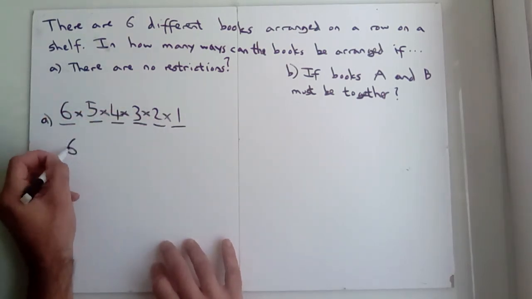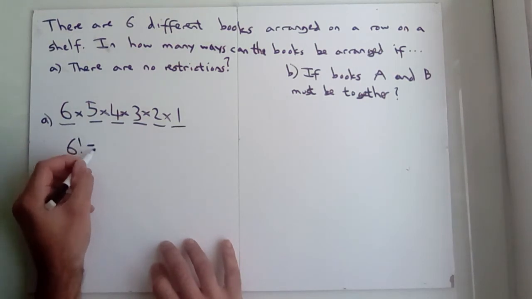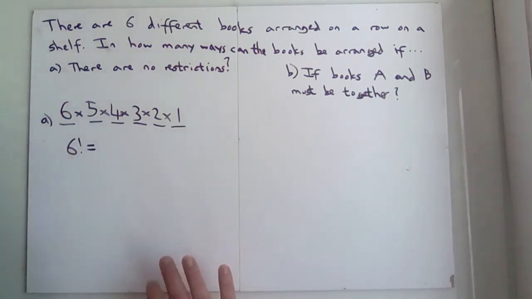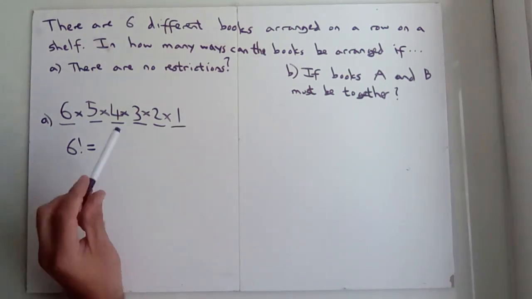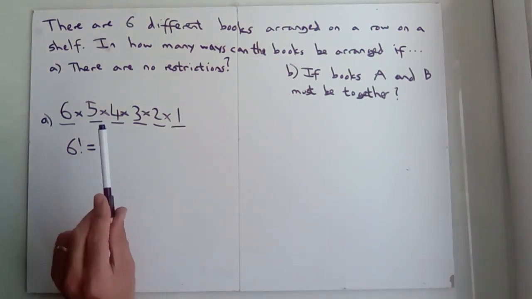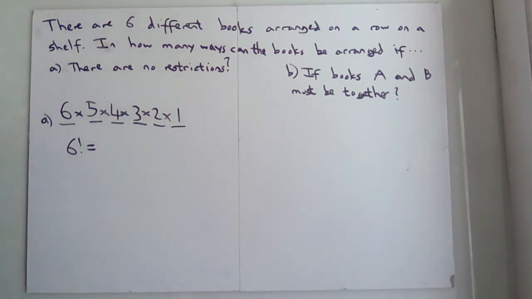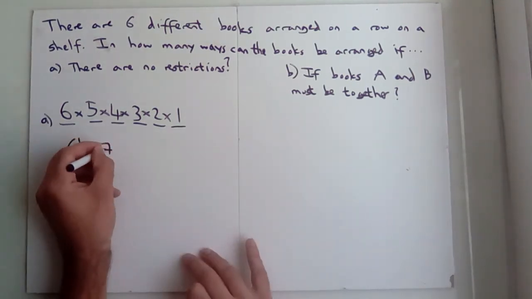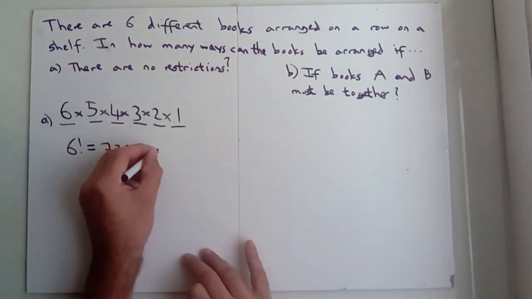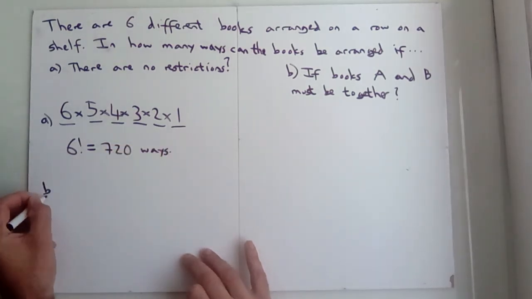So this is just 6 factorial, which is, what is 6 factorial? Well, 6 times 5 is 30, 30 times 4 is 120, 120 times 3 is 360, times 2 is 720. So 720 ways. Now, this is more complicated.